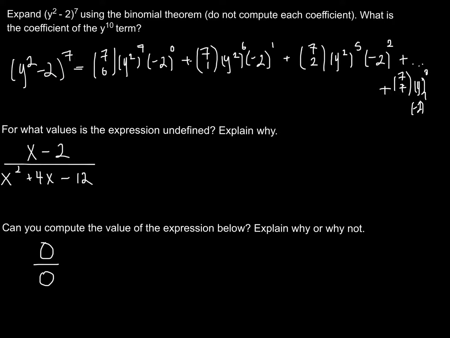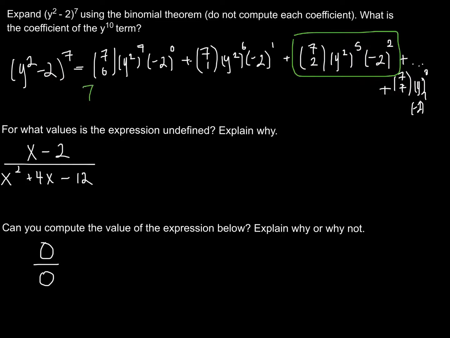Okay. So once I've written that all out, I then want to know what is the coefficient of the y to the 10th term. So if I look through here, where am I going to have a y to the 10th? Well, here I'll have y squared to the 7th, which is y to the 14th, y squared to the 6th, which is y to the 12th, and then here I have y squared to the 5th, which is y to the 10th. And so what I want to know is what is the coefficient going to end up being for this term. So I want to compute, well, what's 7 choose 2, and what's negative 2 to the 2nd power.